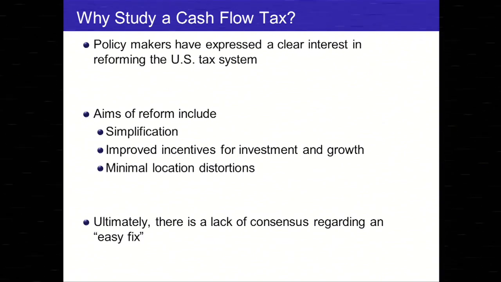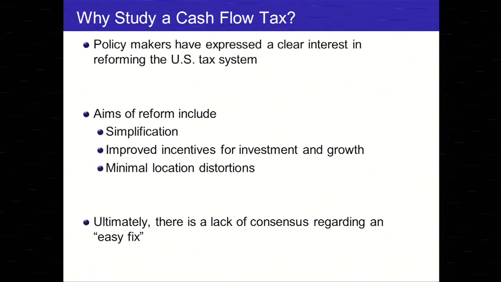Currently, policymakers have expressed a clear interest in reforming the US tax system. What are we looking to do in reform broadly? Simplification. I think everybody can agree that the US tax code is a complex animal, and to the extent that we can simplify it, that's definitely a goal of tax reform. From a macroeconomic perspective, we would like to improve incentives for investment and growth. I think that's always a policy goal of the US. And in the recent decade and a half, we've been thinking hard about location decisions. We want to minimize those distortions to the extent firms want to move money or profits offshore.